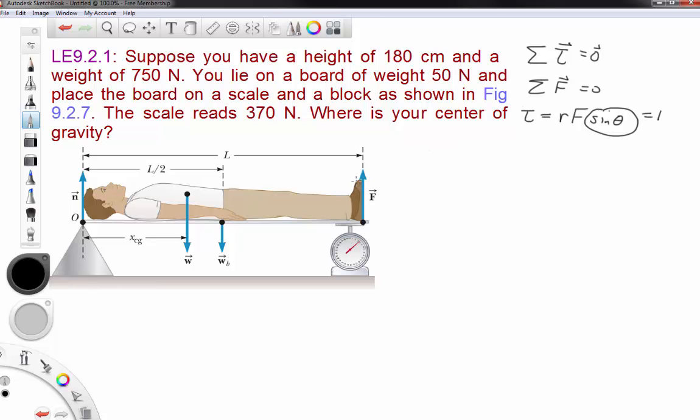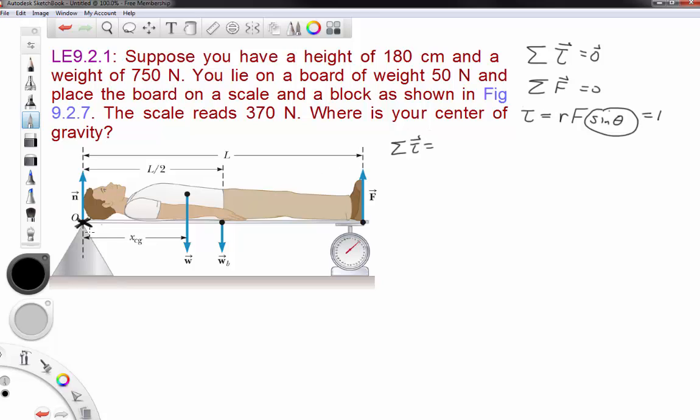Now, the other thing is that we should look and see whether the torque will be clockwise or counterclockwise on this figure. To do that, we need to choose an axis of rotation. We're going to choose that axis of rotation to be right here at point O, where his head is and where the fulcrum is located. Let's do the sum of torques, and we're going to make it positive if it is counterclockwise and negative if it is clockwise.